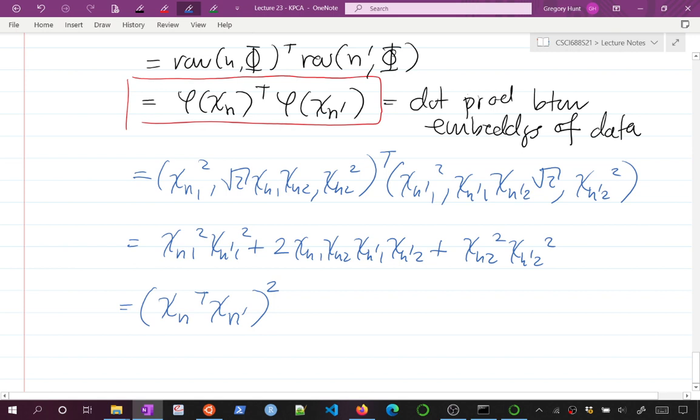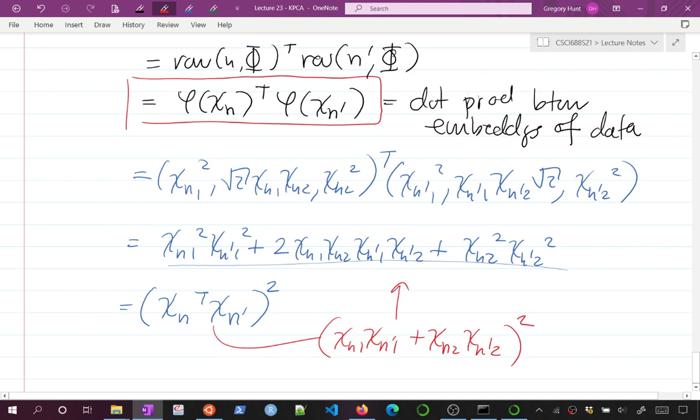But if I look at the dot product, or the inner product between the nth observation and the n primeth observation, and I square that thing, that will exactly get this line, because it's basically this thing. And I'll just do one step for you, right? The inner product is like xn1 xn prime 1 plus xn2 xn prime 2, and then I square the whole thing, and that will get me exactly that term.